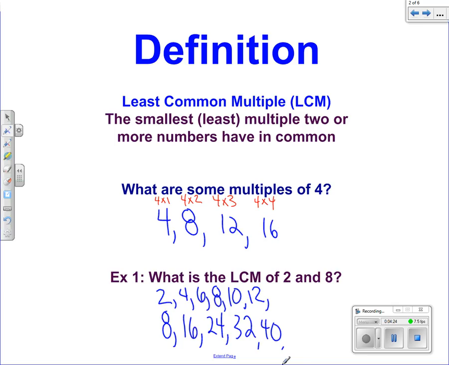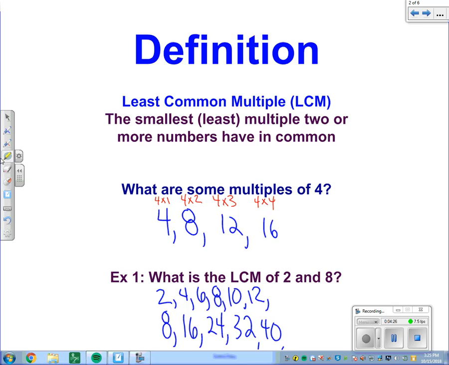So here's what I ask of you. What is the smallest number that is the same in both lists?